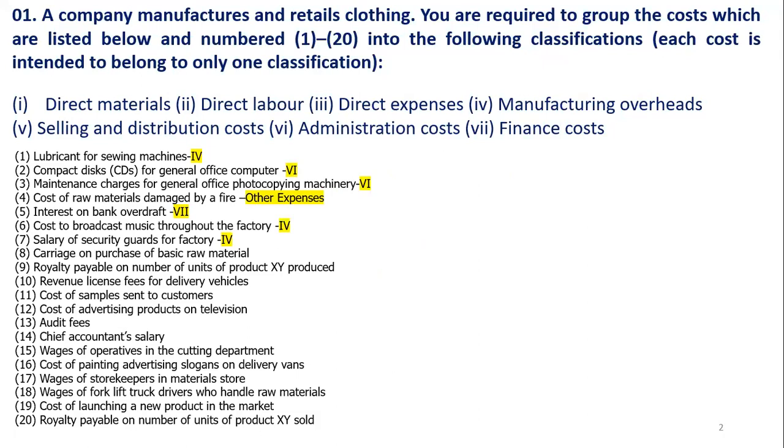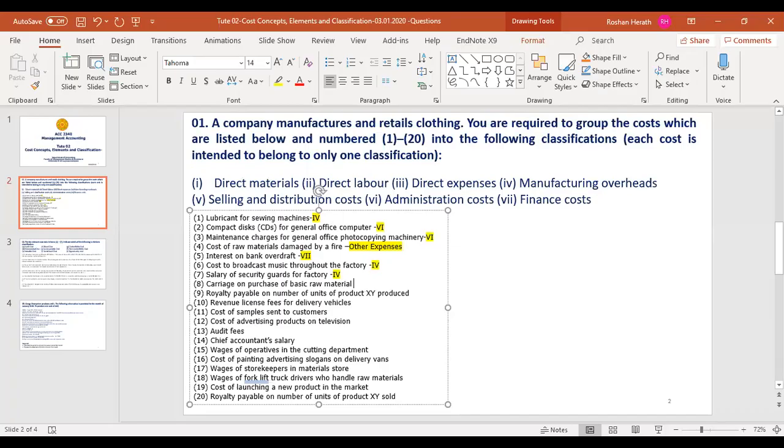Then you have carriage on purchase of basic raw materials. Having purchased these raw materials, you might have to make arrangements sometimes to take it from the premises of the supplier to the business. So in that, if you incur any cost, yes, good attempt. You are going in the correct direction. So if there's such cost, yes, as you indicate, it's a direct cost. Good, very correct. So it's going to be a direct material. Good job, appreciate.